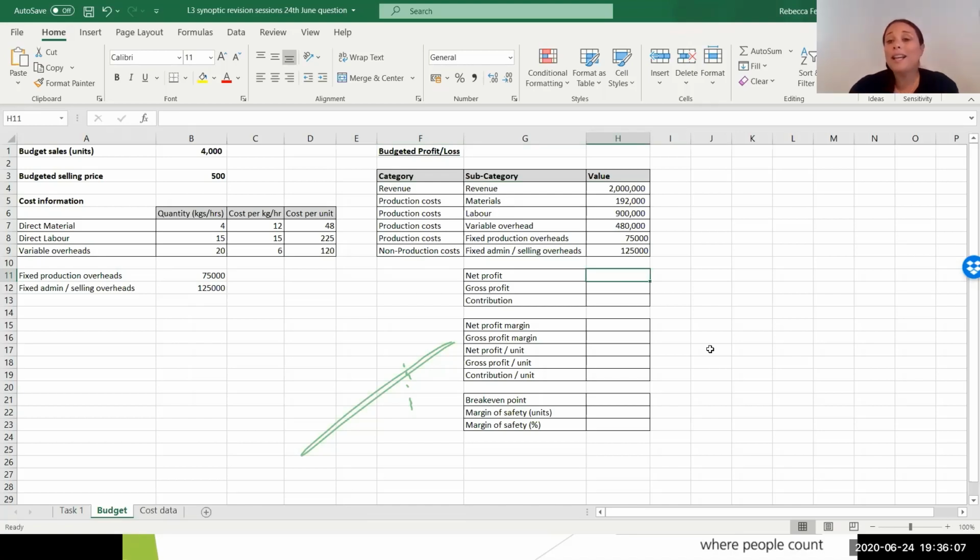Super. Should be quite easy if you were happy with your costing. If you weren't happy with your costing, that was horrible. And it only gets worse. It does just prove the point of how important it is for the synoptic exam to make sure that you are comfortable with all of these different sections.